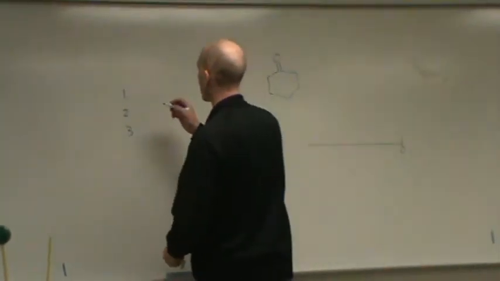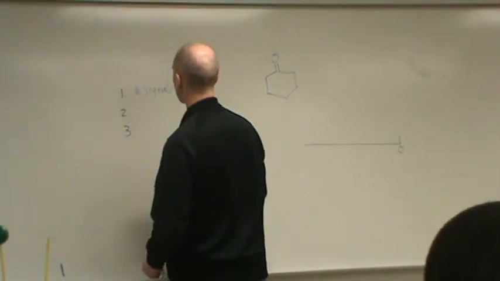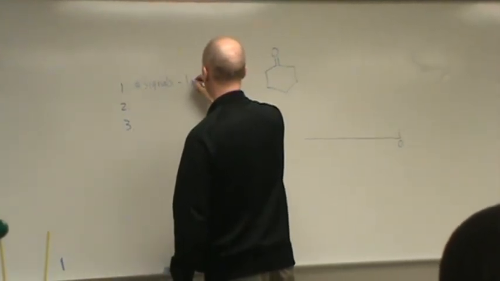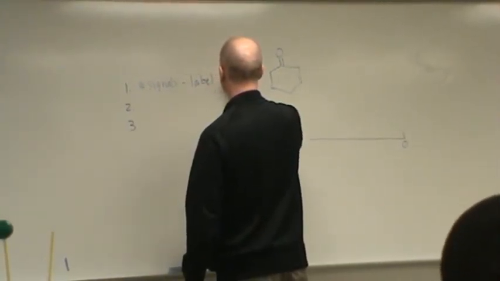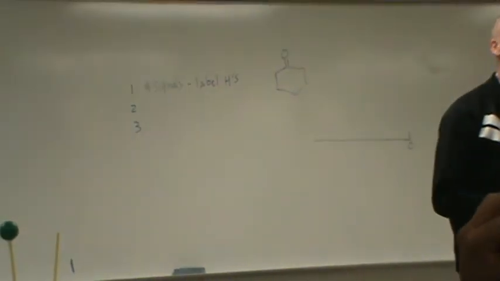We have 3 rules. What do you think the first rule you always want to use is? What's the first thing you always want to figure out? The number of signals using the mirror plane. Okay? So always figure out the number of signals first. Then that will help you to label your hydrogen types.